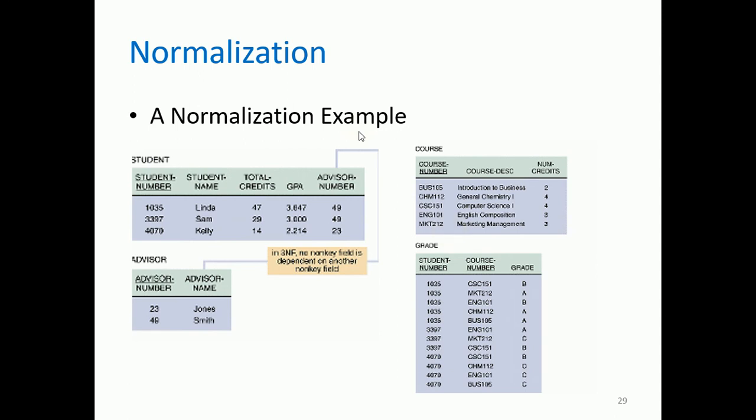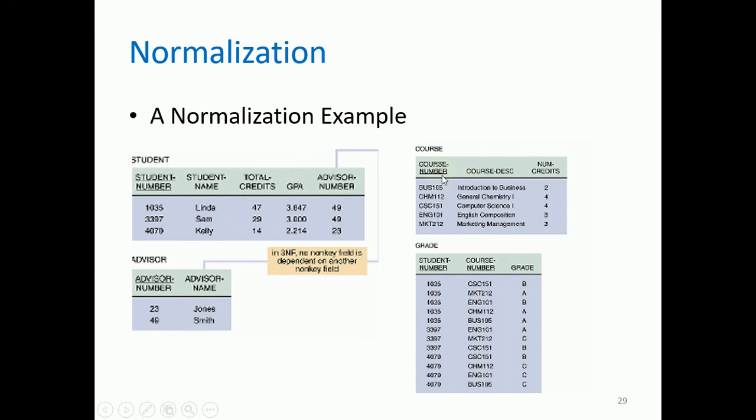Okay, we have this normalization example. Actually, these tables are already normalized because they are already grouped accordingly. So for student, advisor, and then for course and grade. For student, the fields are student number, which is the primary key, then student name, total credits, GPA, and advisor number. So it is connected to the advisor table. The fields of the advisor table are the advisor number and advisor name. So it is written here in 3NF, no non-key field is dependent on another non-key field.